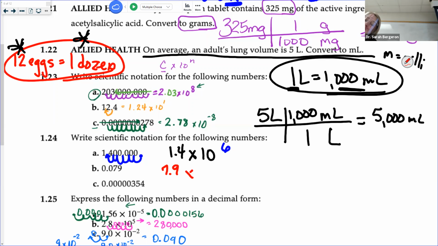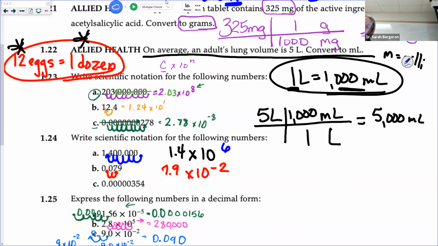7.9. Now we're going to do times 10 to the something. So I'm going to take my decimal and I'm going to move it. But what am I doing? I'm moving in the opposite direction. That tells me that my sign's going to change. So I move it 1, 2 times, -2.